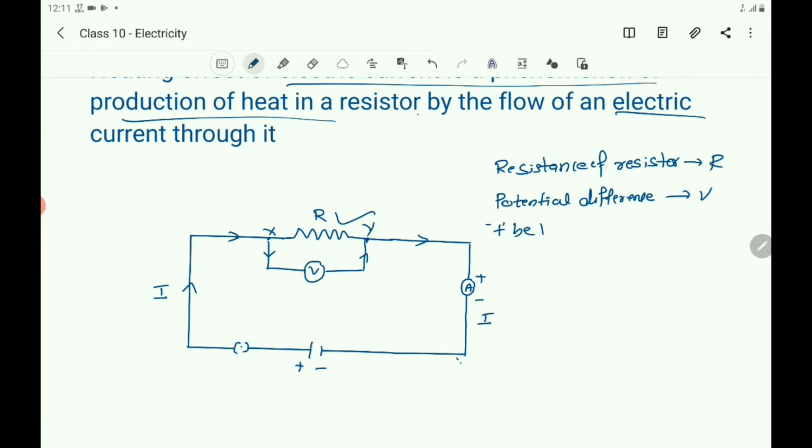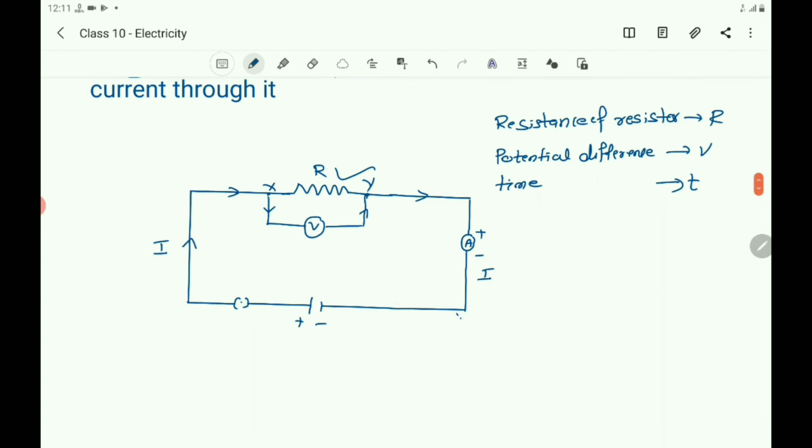Let T be the time taken. Time is T, and the amount of charge flowing through the conductor is Q. The work done in moving the charge Q through the potential difference V is VQ.